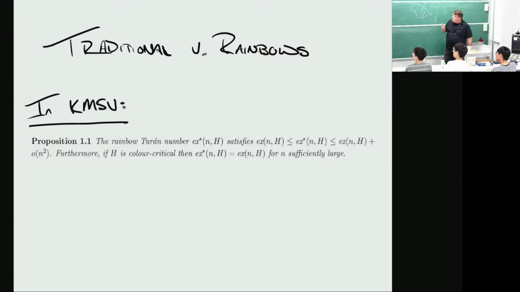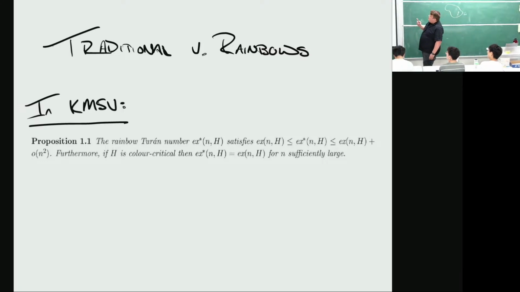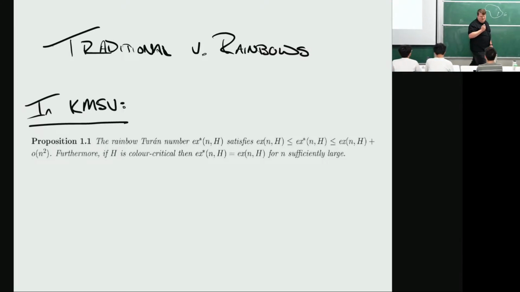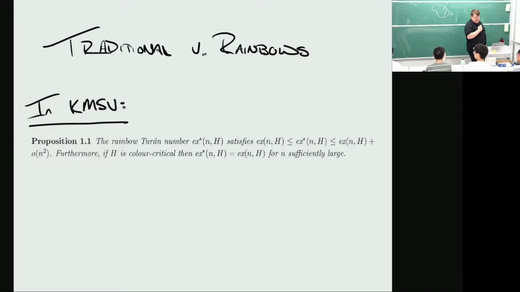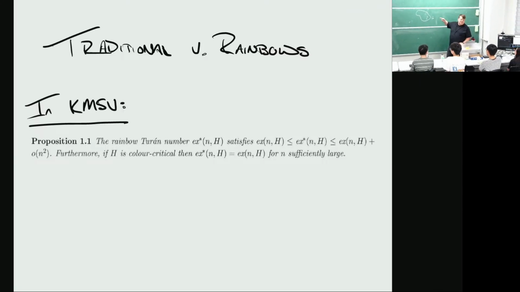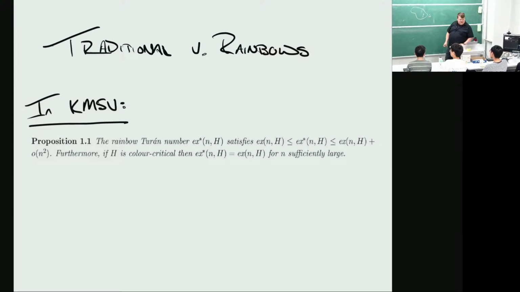But importantly, it's also bounded above by the extremal number plus something that is little o of n squared. So it's sandwiched. If you know the Erdős–Stone theorem, that tells you for graphs of chromatic number at least 3, this is pretty much determined. The regular extremal number is known up to a term that's little o of n squared, and so the rainbow extremal number is too.